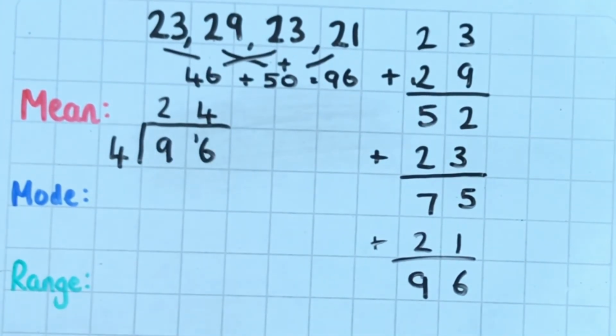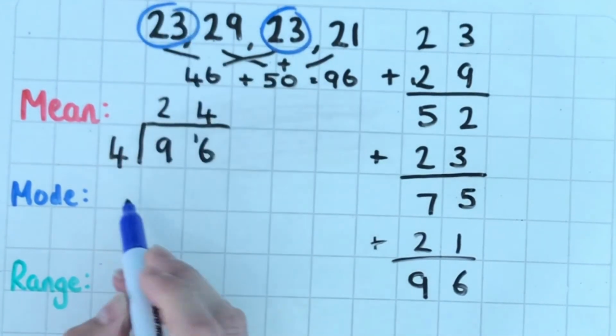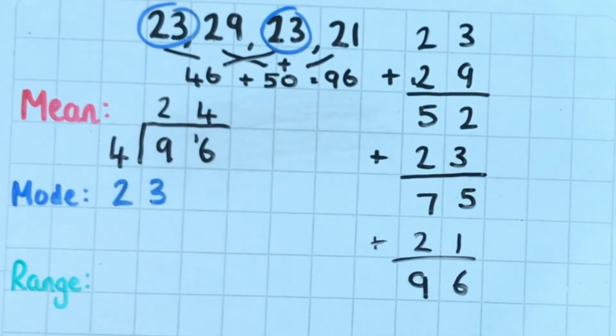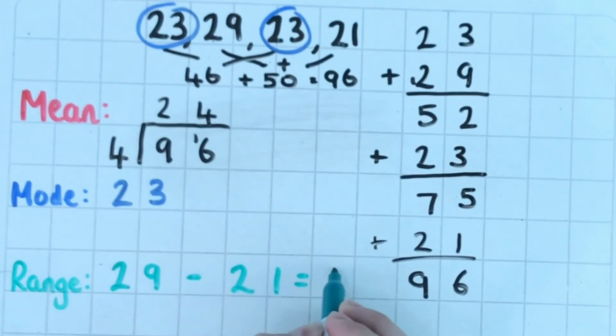Okay, your mode is the number that's there the most, the most common number. So you've got 23 twice, so your mode is 23. And for your range, you're looking for the largest and the smallest number. So your largest is 29, your smallest is 21. 29 take away 21 gives you 8.